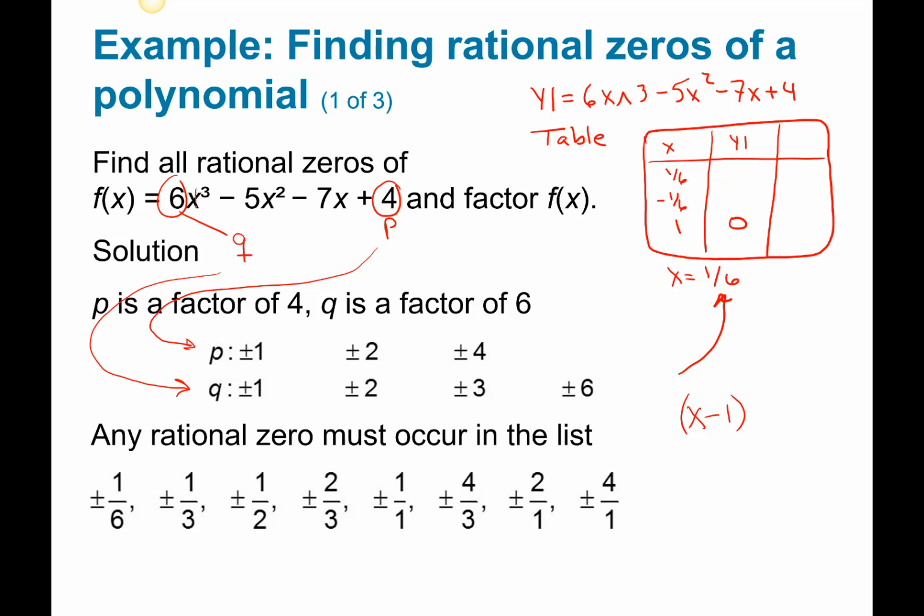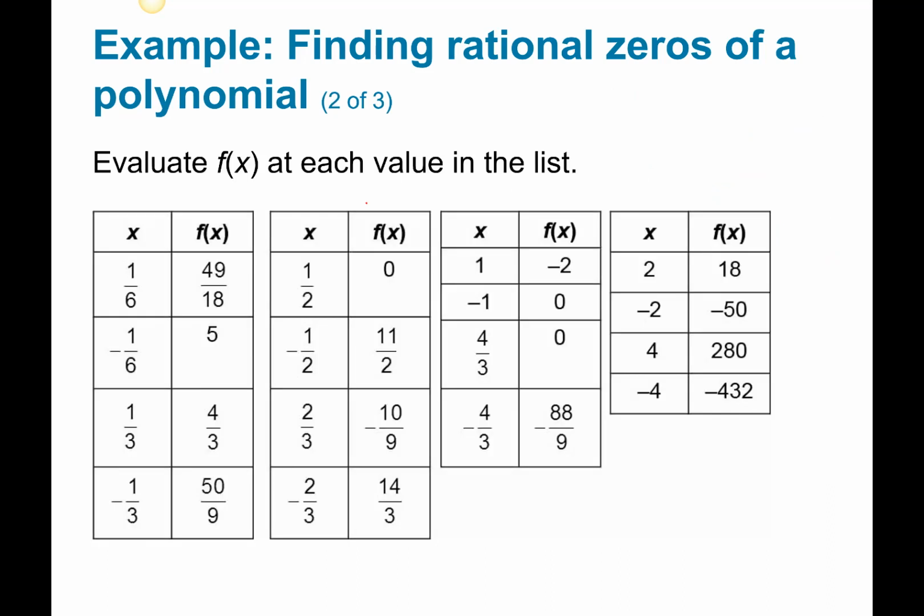Plug 1 in here into the function, here, and here. So it's going to give you 6 minus 5 minus 7 is a negative 6 plus 4. Negative 6 plus 4 isn't 0, is it? If it was a root, what value would we get back? 0. Okay, so that's a quick way to do it.